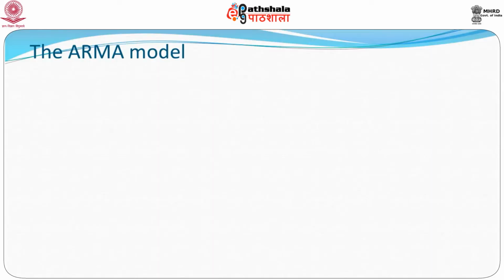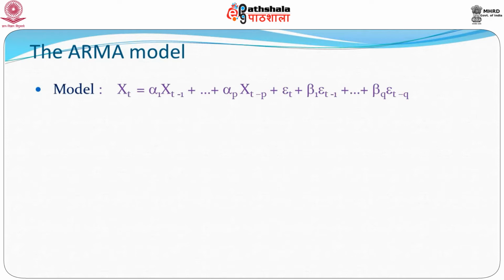Let us look at how to build the ARMA model. The model is x_t equals alpha_1 x_{t-1} and so on up to alpha_p x_{t-p}, and then you have the innovations epsilon_t plus beta_1 epsilon_{t-1} plus and so on up to beta_q epsilon_{t-q}. So, epsilon_t's as before are white noise with 0 mean and variance sigma squared. The model can be written in the short form as phi(B) x_t equals psi(B) epsilon_t.